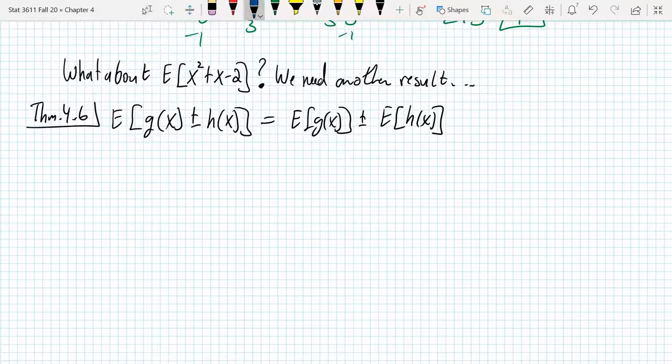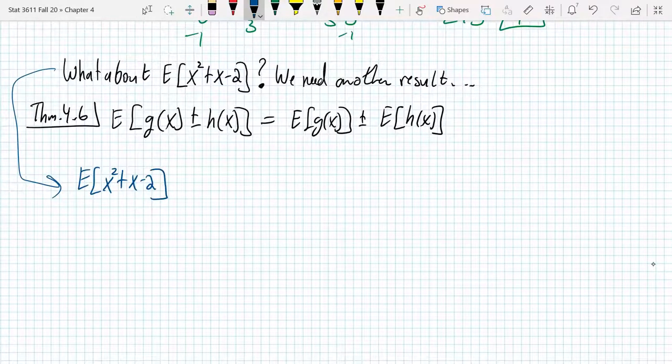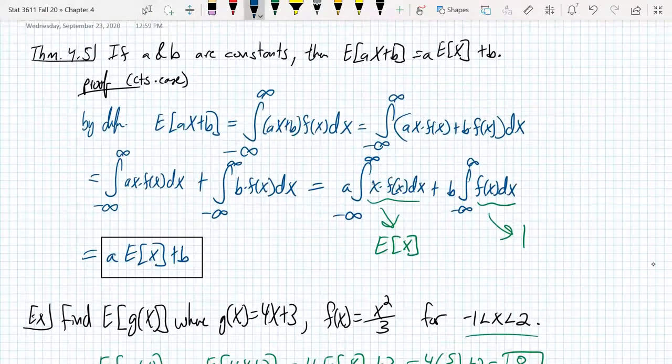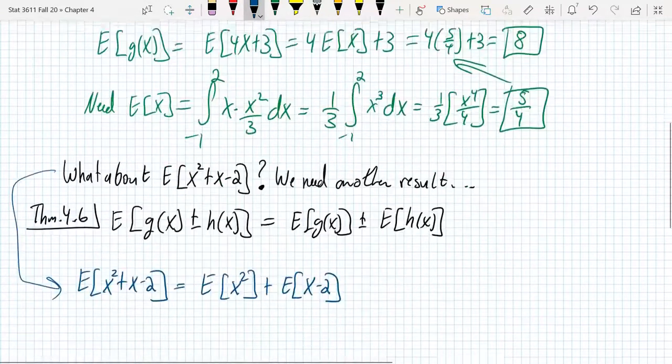So in this case, if we were to take this example now and say, what about the expectation of x squared plus x minus 2? How do we apply this? Well, according to Theorem 4.6, g of x would be x squared, and then h of x would be x minus 2, right? So we could split it up that way. We could even take this one step further, because x minus 2 is a linear combination of x, and so on that second term, we could apply Theorem 4.5.